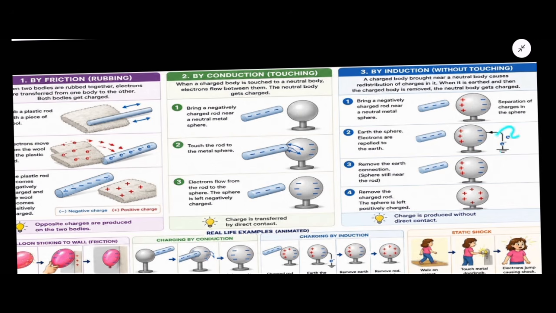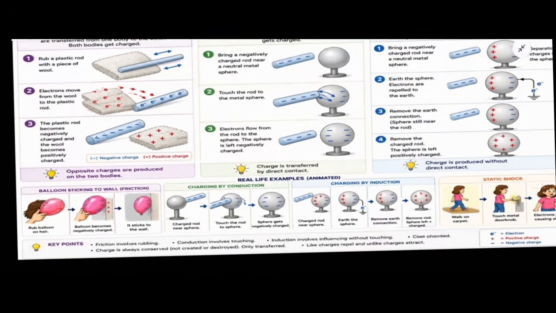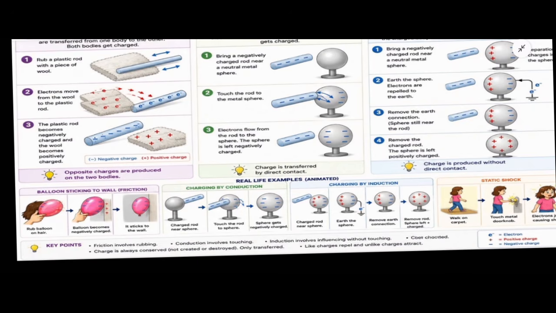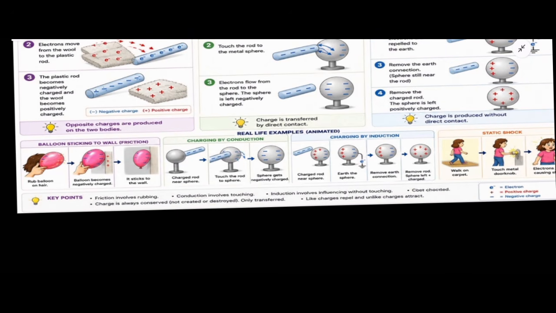Either we can ground it, or we can bring it into contact with another conductor, so all this negative charge will be transferred to the second conductor. So this is the third method of charging, that is induction. In this way we can charge a body.